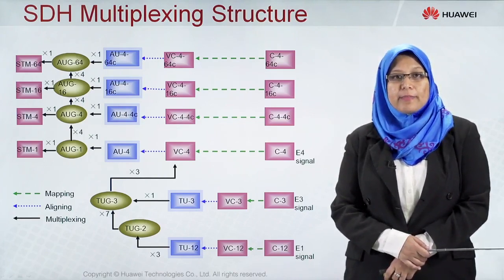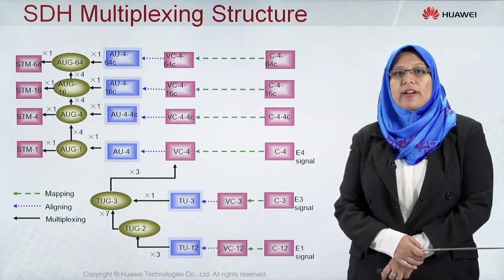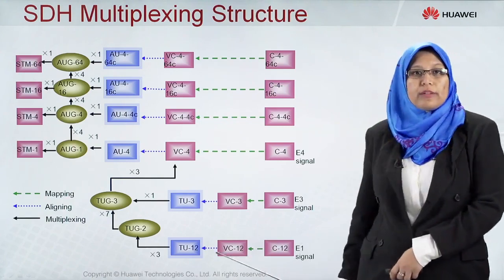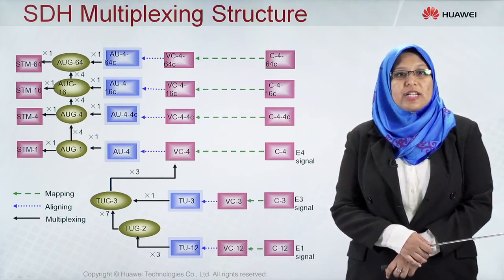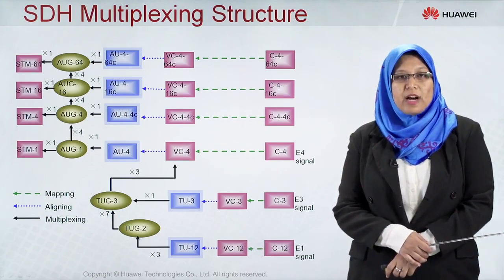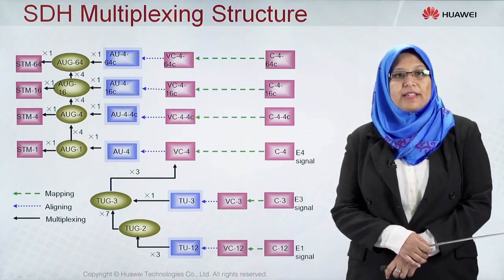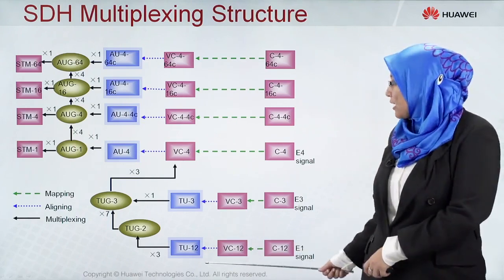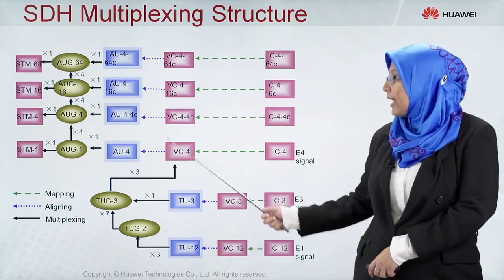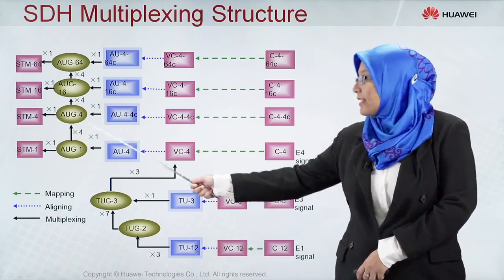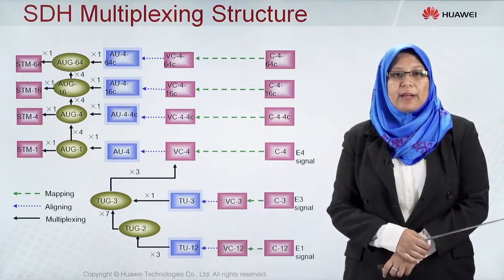The SDH mapping is a procedure by which tributaries are adapted into virtual containers at the boundary of an SDH network. For example, the E1 to the VC12. The SDH aligning is a procedure to add the TUPTR or AUPTR into the VC12, VC3 or VC4. The SDH multiplexing, a relatively simple concept, is the procedure by which the TUs are organized into the higher order VC, or the AUs are organized into the STM-N via byte interleaving.